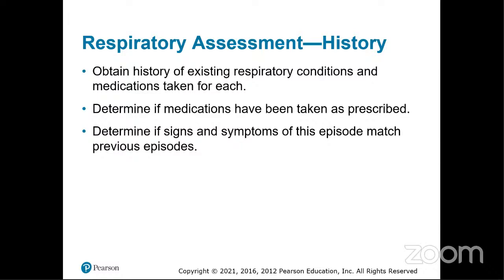Determine if the signs and symptoms of this episode match the previous episode. The reason we're asking that is, what did they have to do for you last time? If this is something they've dealt with, a respiratory problem, and last time I was hospitalized in the ICU and they had to intubate me, chances are they're going to do it again. So we want to alert the hospital, hey, we're coming in, and this is what they had to do last time. He's following the same track. We better be ready for intubation and RSI, whatever it is.